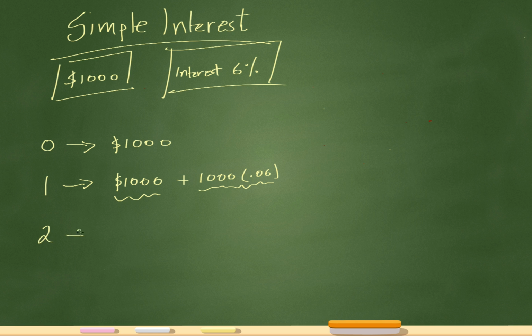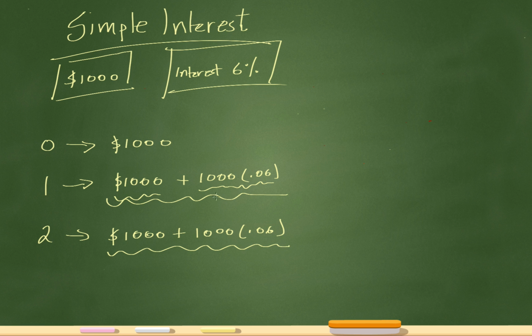Now we go to the second year. I'll have this much money now sitting in my bank account: 1,000 plus 1,000 times 0.06. Whatever this comes out to, I don't want to calculate it right now, and it doesn't matter for our purposes. So whatever this money is, I'll have that sitting in the account now, plus I'll get another 6% of my $1,000.